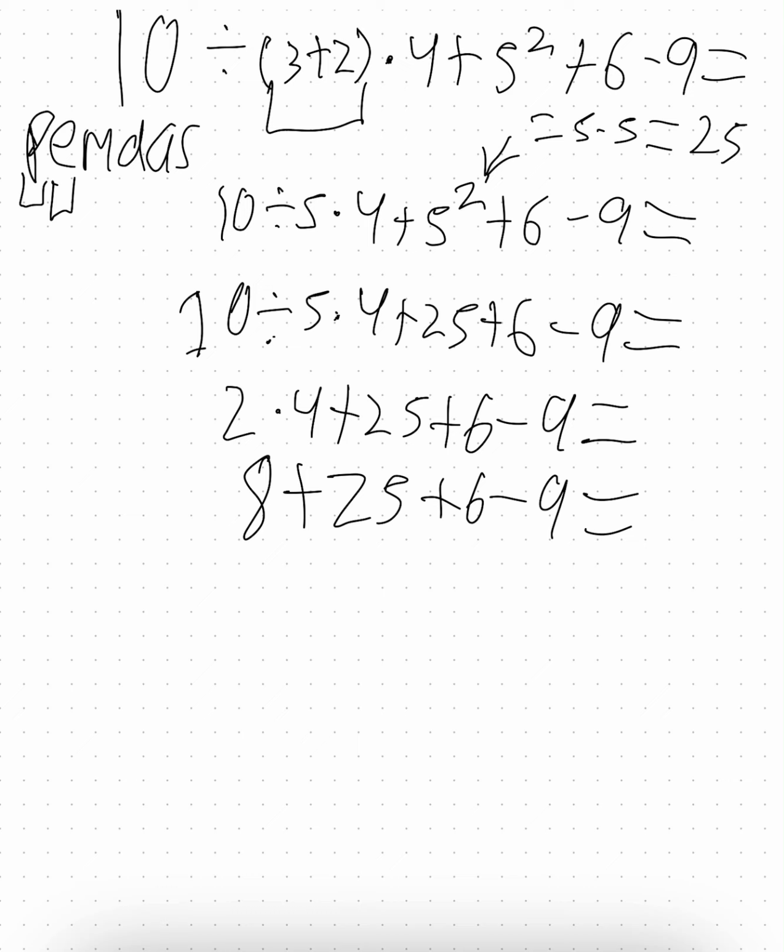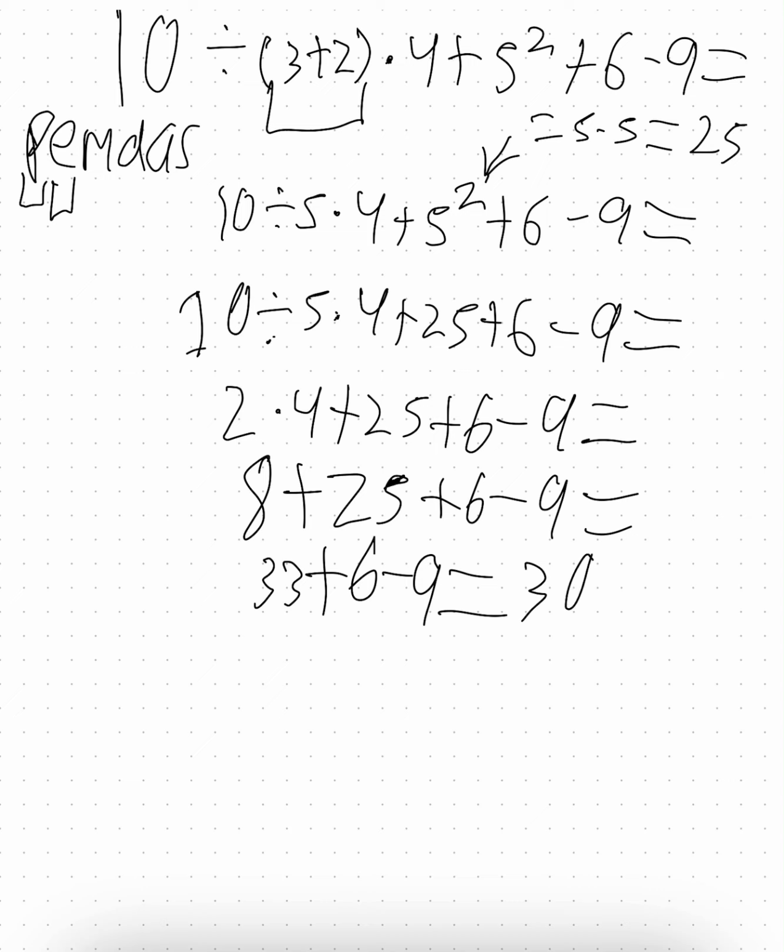8 plus 25, what is that? It's 33 plus 6 minus 9. If you need to pause the video, feel free to do so. Now we need to do this 33 plus 6, okay? 33 plus 6 minus 9 is equal to 30.